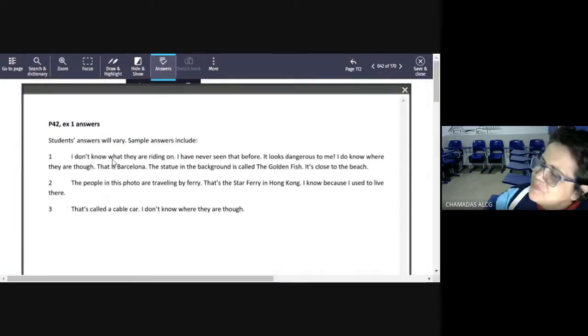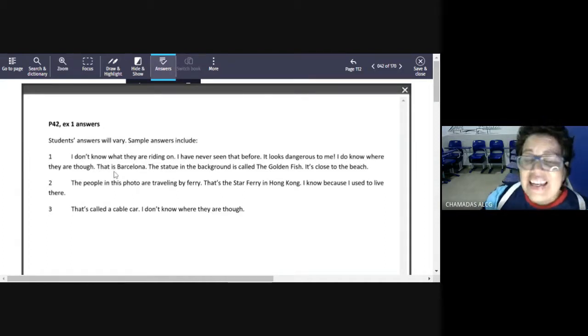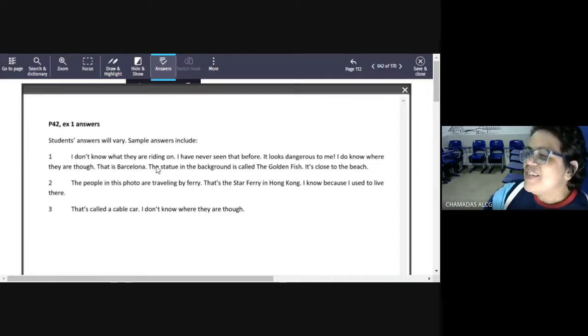So here in the first one, they say, I don't know what they're writing on. I've never seen that before. It looks dangerous to me. I do know where they are, though. That is Barcelona. The statue in the background is called the Golden Fish. It's close to the beach.